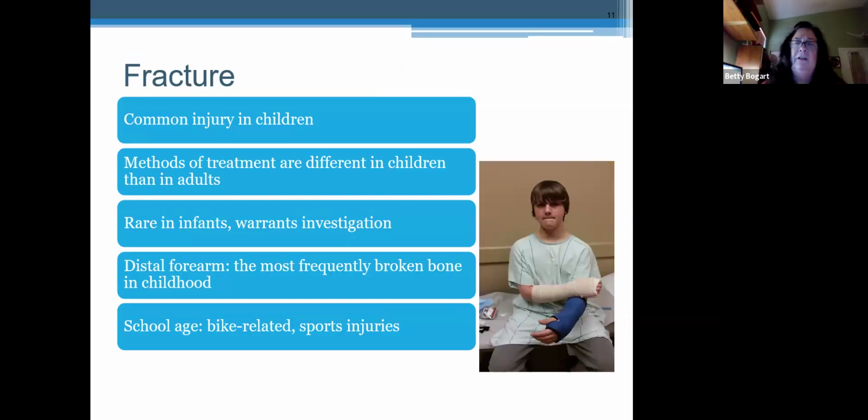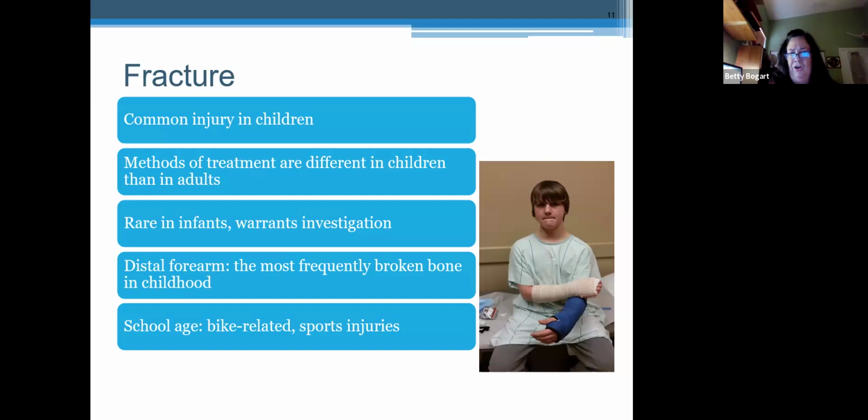Now, fractures. In children, the most common are the forearms. And why? When you fall, what do you do? You put your arms out. So bilateral forearm fractures are not uncommon at all in older children.